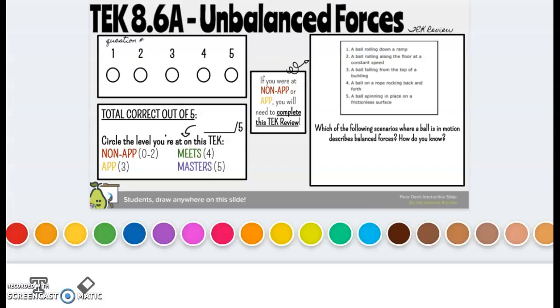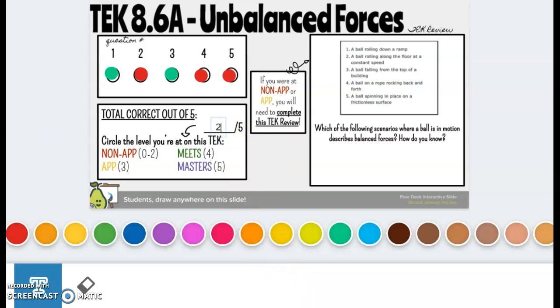From here, we'll take a look at slide 4. The first set of questions covered TEK 8.6a, unbalanced forces. So go ahead and go through question 1 through 5 on your score summary to count up how many you got correct. Let's say I got 1 and 3 correct, I'll put a red dot. And let's say I got 2, 4, and 5 incorrect. Then count up how many you got correct total out of the 5 and put that here.